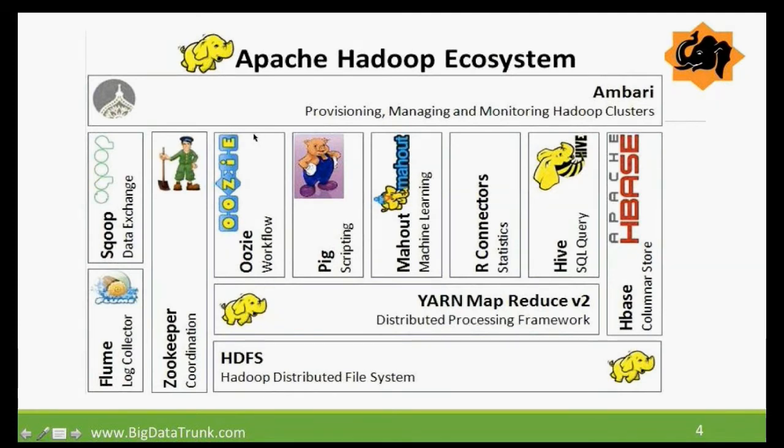Oozie is a scheduling mechanism. So if you write your jobs, all the scripts and programs, whether it is MapReduce, Hive, Pig, and so on and so forth, you want them to be scheduled in a certain fashion on a nightly basis or a periodic fashion. And that's where Oozie comes in. It provides you a mechanism to write them in a structured way, whether it is one chained after the other or with dependencies, and all that great functionality can be brought.